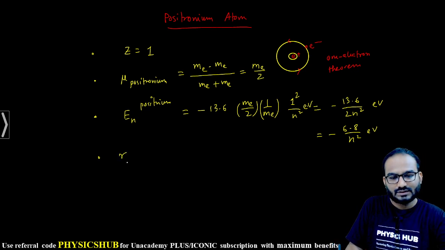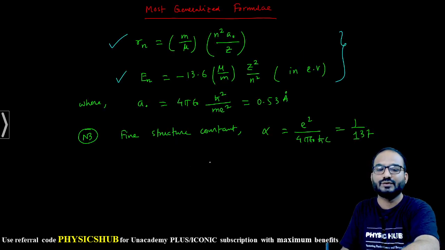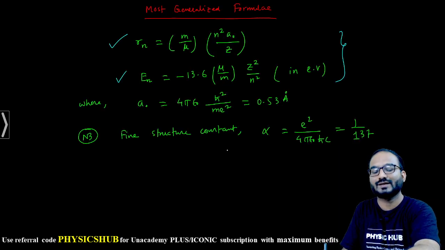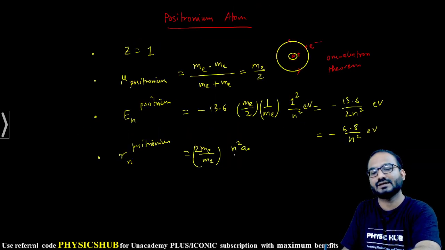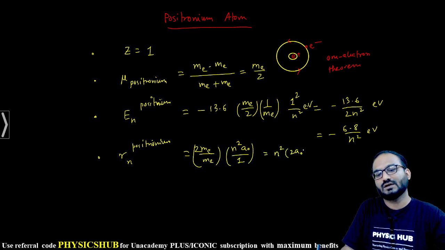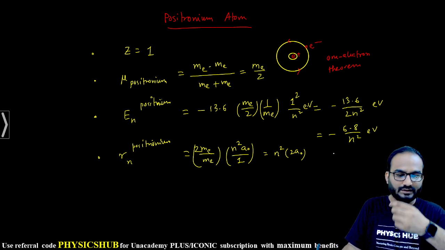What about the radius of the nth orbit of positronium? It is m by mu, and m by mu is equal to me by me by 2, so it will be multiplied by 2, into n square a0 by Z. Z is equal to 1, so this is n square into 2a0. For hydrogen it was n square a0, for positronium it is n square 2a0. So it will be doubled.